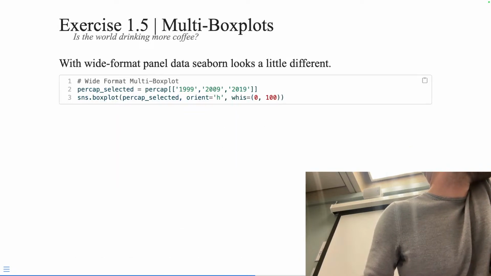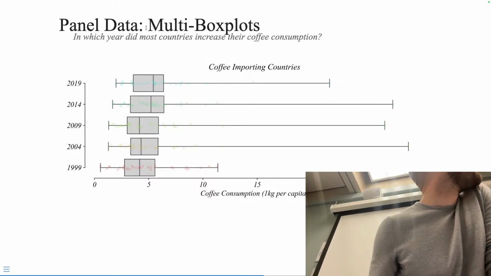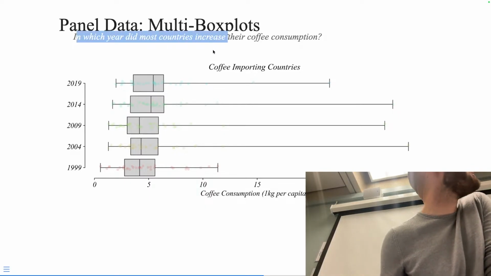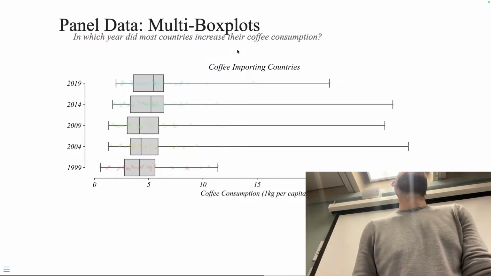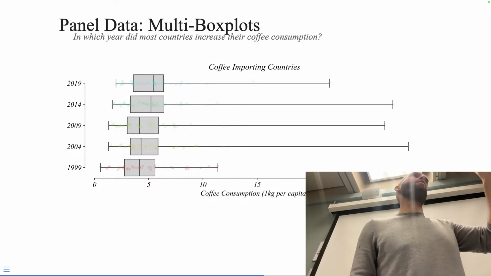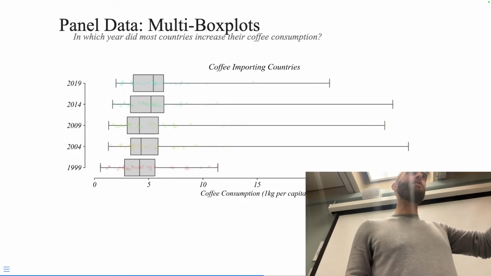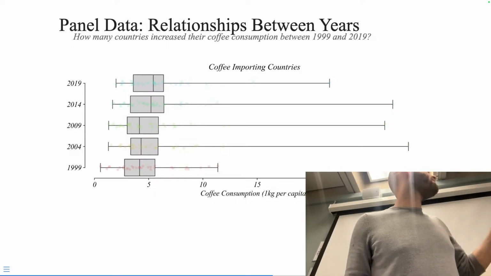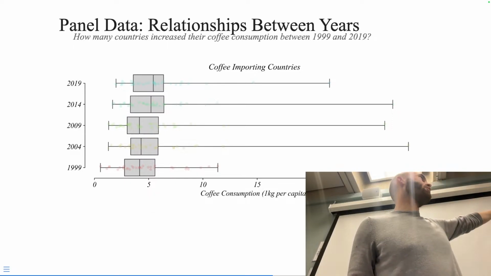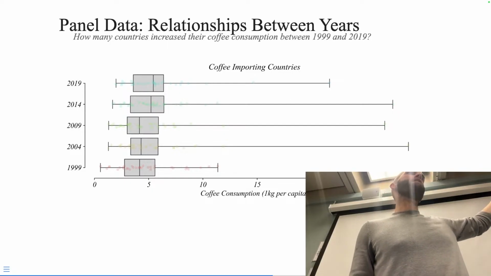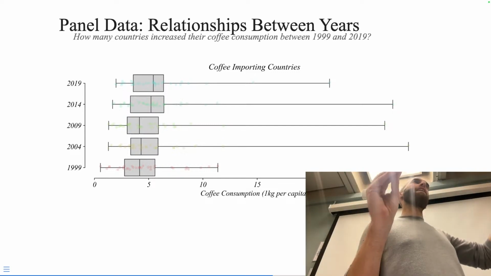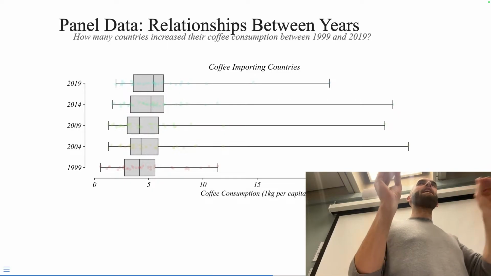Here's my question to you. In which year did most countries increase their coffee consumption? This is parting question number 1. A related question is this one. How many countries increased their coffee consumption between these 2 years? Like a number. This is a question we can answer. The answer is in our data set.